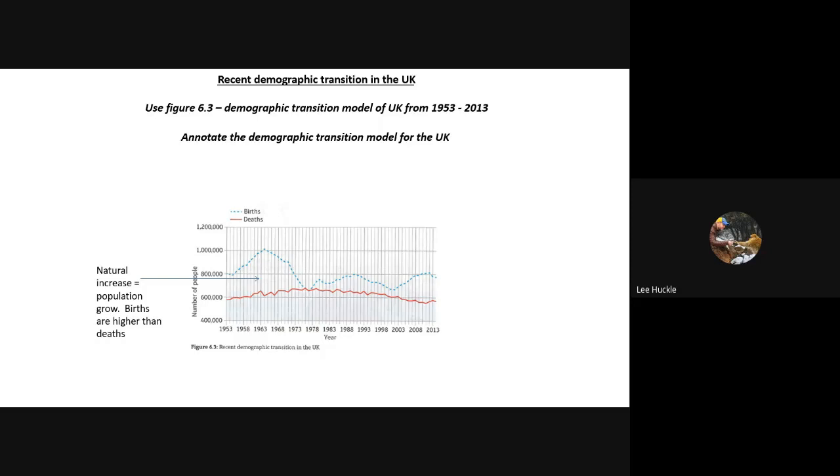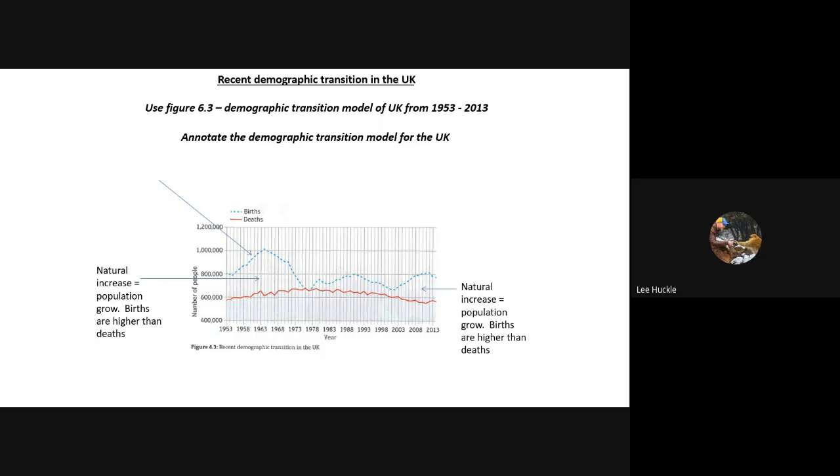And you can clearly see there, that's a period of time from around about 1953 up to around about 1974, 75, maybe 76, where we had births being higher than deaths. So your population was growing in the United Kingdom during that period of time. And also this chunk here, again, from around about 1977 right the way up to 2013, again was a period of natural increase where your population was growing due to births being higher than deaths.